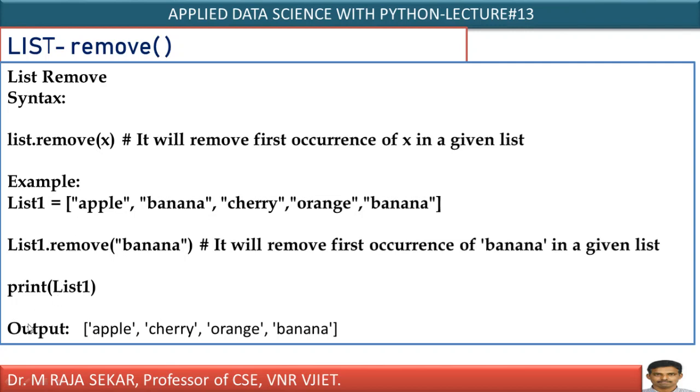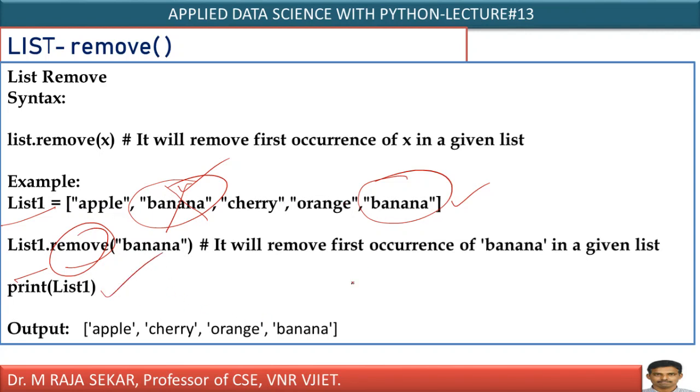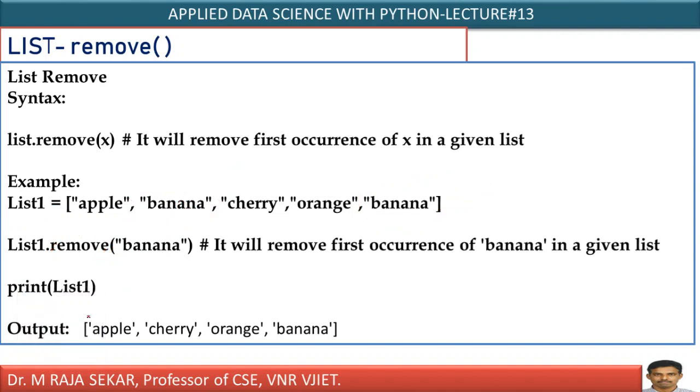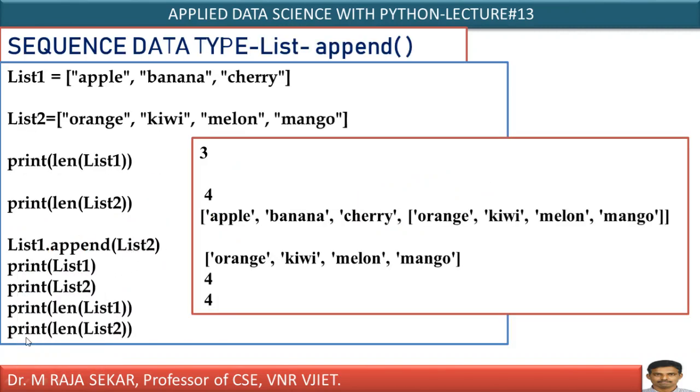List remove. How can I remove? lst.remove(x) means it will remove the first occurrence of x in the given list. For example, I have list 1 with banana. How many times is it occurring? It's occurring in 2 places. If I say list1.remove(banana), even though it is occurring in 2 places, it will remove this particular element in the first occurrence. Therefore, this will get removed. What if I display again? What will I get? Apple, cherry, orange, banana. First occurrence will be removed. That is the remove function.